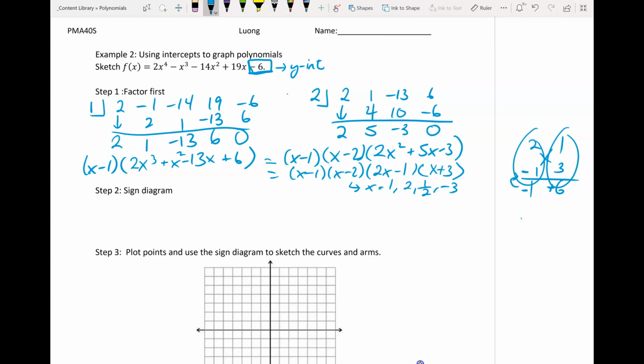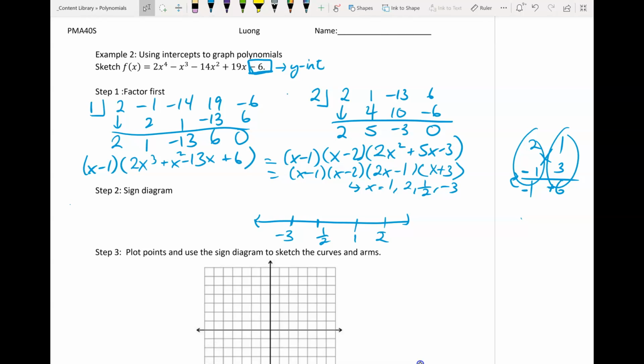Now I will draw a sign diagram. I'm going to plot this in order on my sign diagram. So we have negative 3 as one of the zeros. Then we have a half, 1 and 2. Notice that I don't really care about the spacing between them because I just need to figure out what the sign is going to be in each interval.